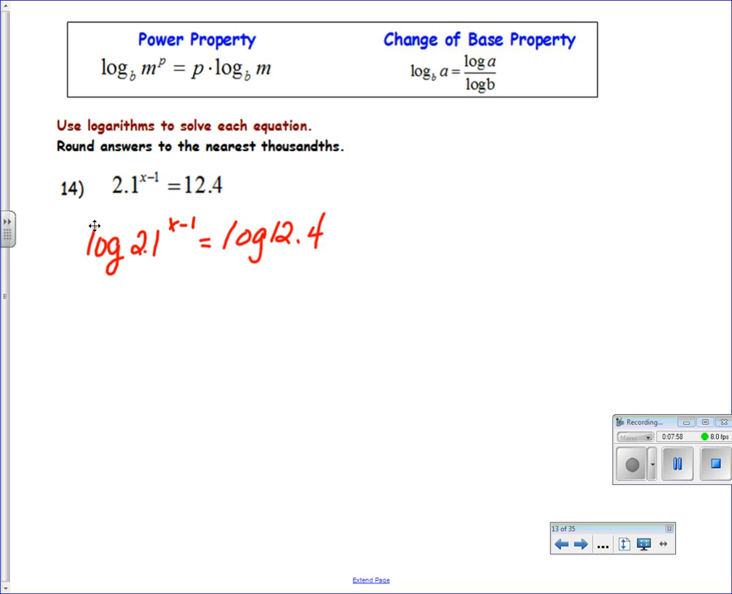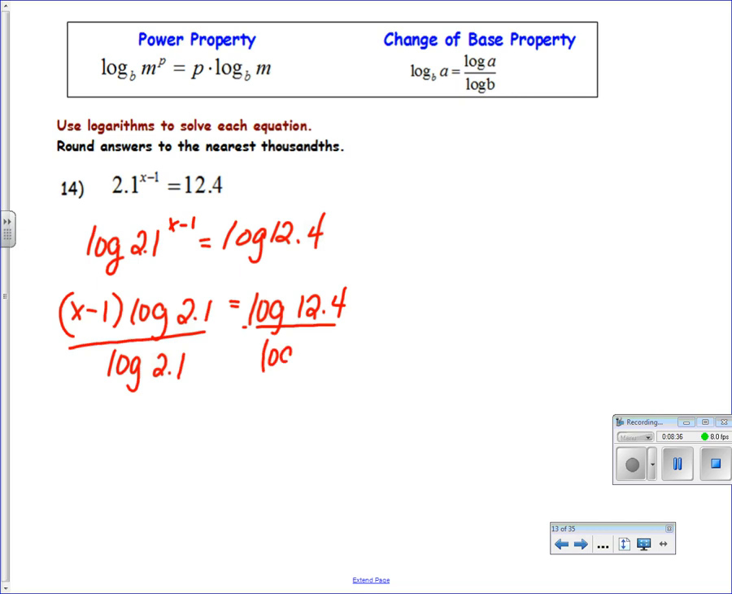Your first step is always to log it. Second, look for that exponent now changing, because it's not going to become an exponent anymore. That's the purpose of logging. So now it's going to shift with the power property, and that exponent is going to go in front of the log. So that x minus 1 is now going to go in front of the log 2.1. So it's going to look like that, just like before what we did with the x. And again, these are being multiplied, so I'm going to divide by the log of 2.1.